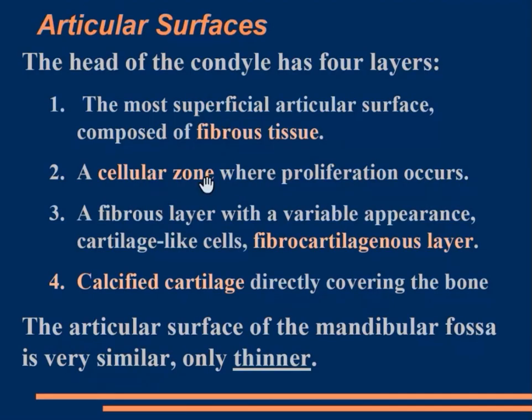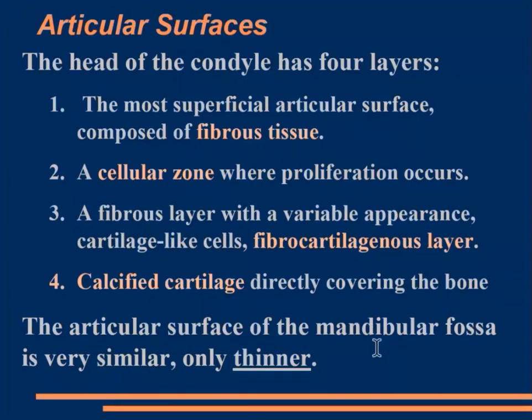Underneath it, we have a cellular zone in adults, or a proliferation zone before adulthood. The third layer underneath is a fibrous layer with cartilage-like cells, so we call it a fibrocartilaginous layer. Underneath, we have a calcified cartilage layer directly covering the bone. The articular surface of the mandibular fossa will be very similar, but it's only thinner in the upper portion.